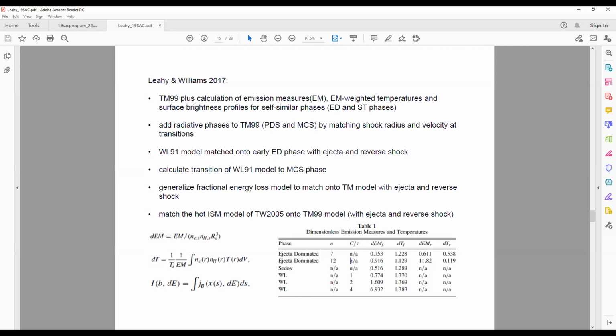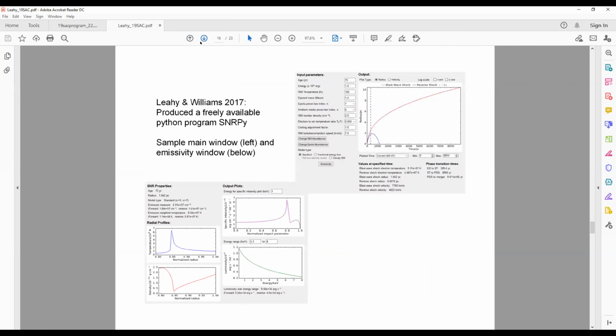And the other thing we did, which wasn't done in Truelove and McKee, was add the emission measure calculation and a temperature calculation, which is emission-weighted temperature, where this is the temperature of the shock material weighted over the emitting material, which is effectively what you do when you do an observation. We also calculated surface brightness profiles. Okay, so this is available as a Python code.